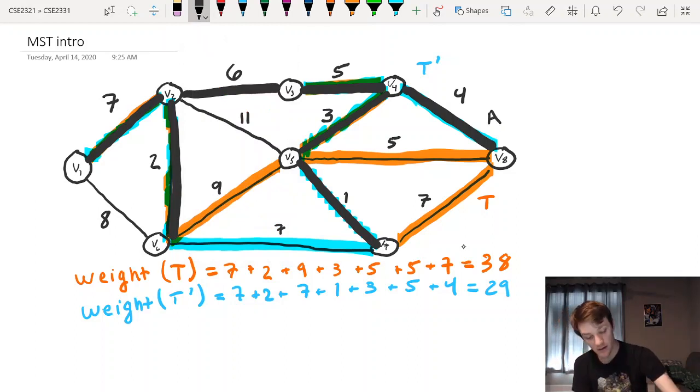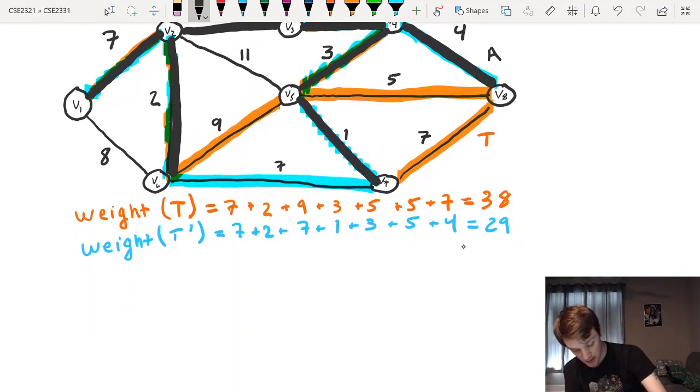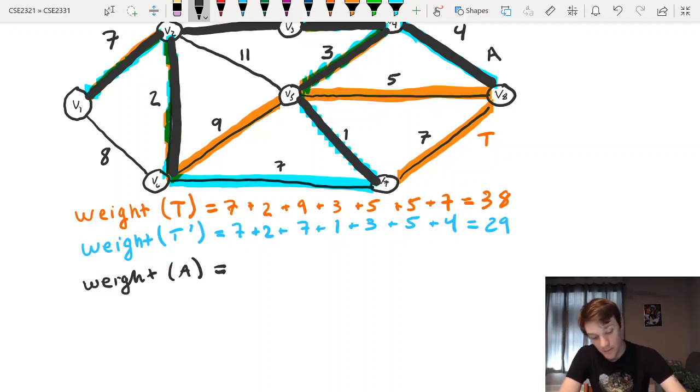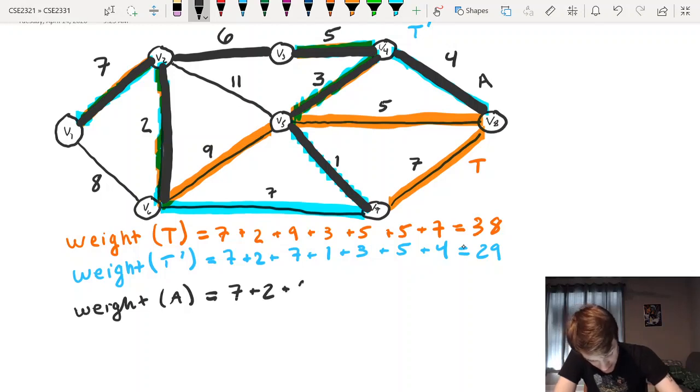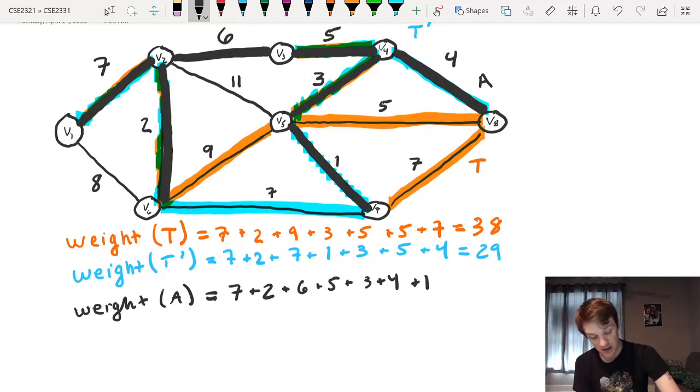So let's call that maybe A. This will be the weight of A. So let's compute the weight. 7 plus 2 plus 6 plus 5 plus 3 plus 4 plus 1. So that gives us 9 plus 6 is 15, 20, 23, 27, 28. It actually is better. And how do we know that's the minimum?